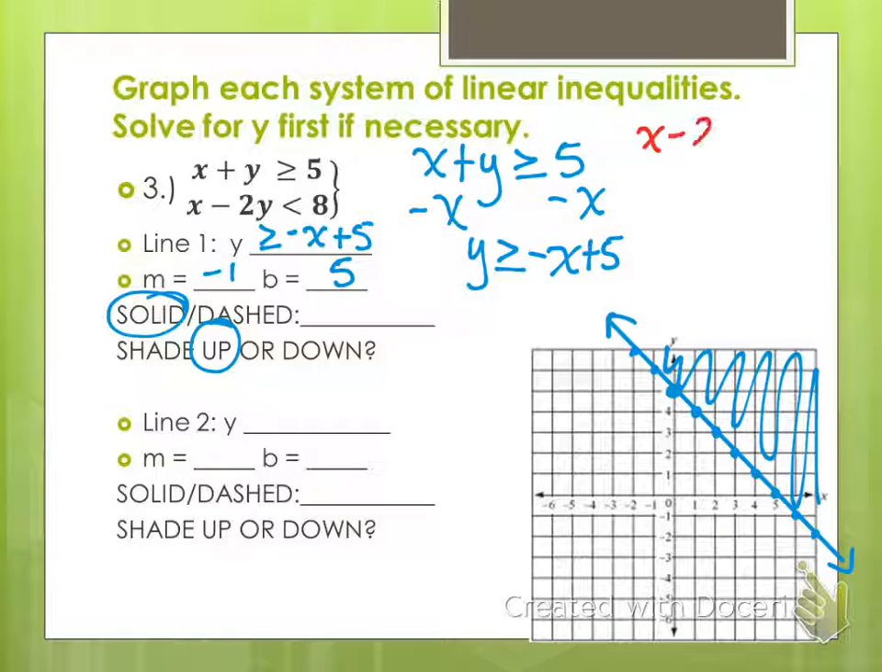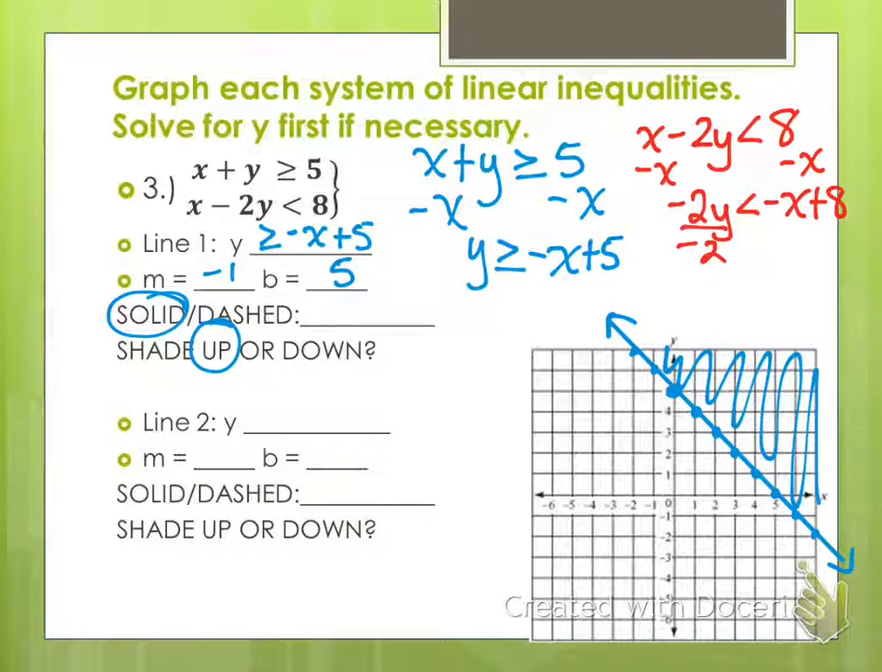For our other line, x minus 2y is less than 8. We need to get y by itself. Deshaun, how should we do that? Good. We start off by subtracting the x. What should we do after that, Deshaun? Divide by a positive 2? By a negative 2. We divide everything by negative 2 to get that y all alone.